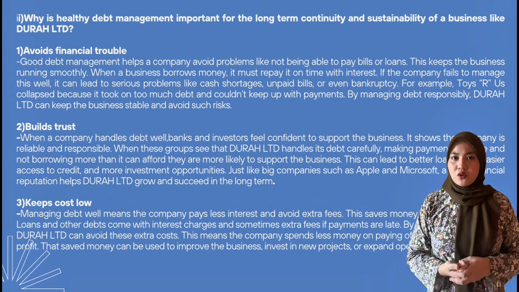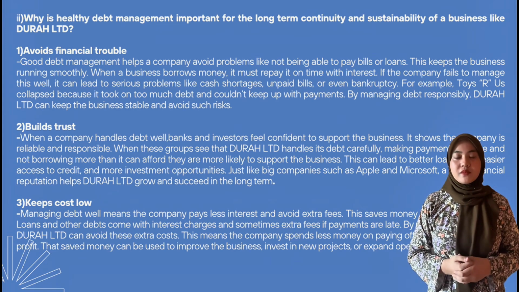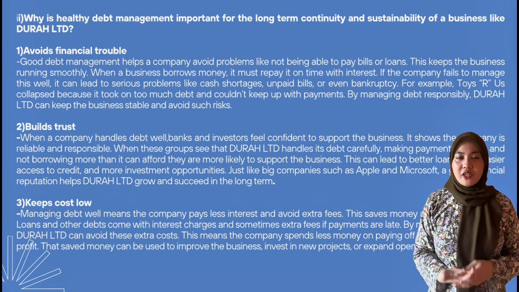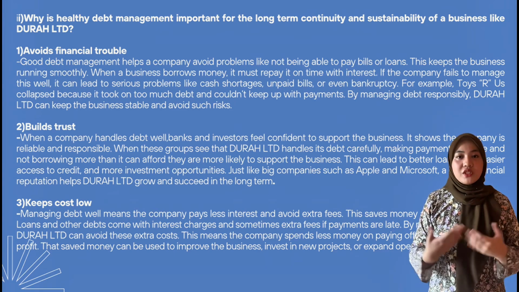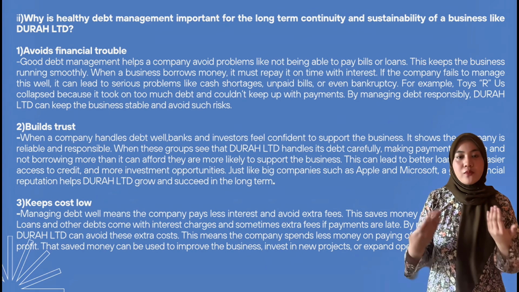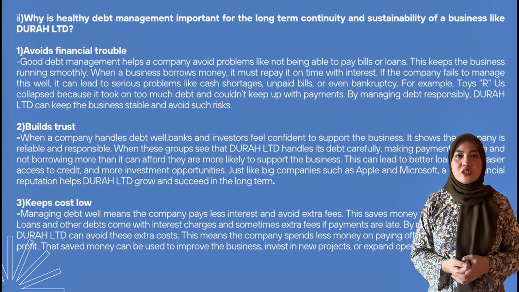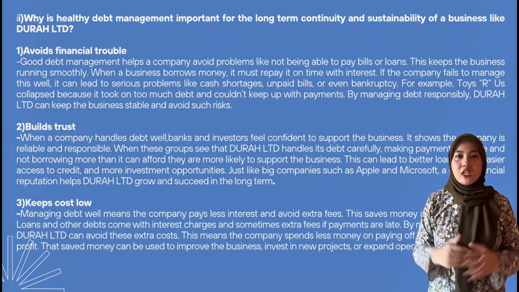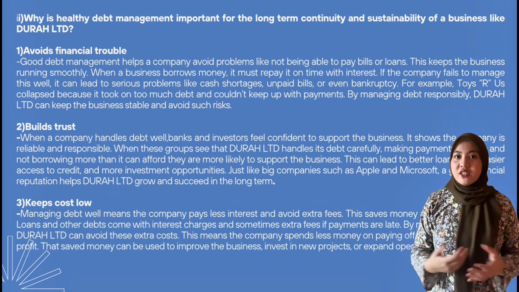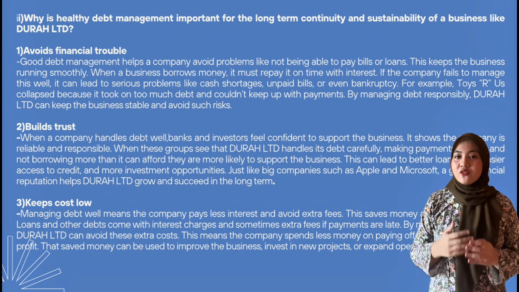When a business borrows money, it must repay it on time with interest. So if the company fails to manage this well, it can lead to serious problems like cash shortages, unpaid bills, or even bankruptcy. For example, Toys R Us collapsed because it took on too much debt and couldn't keep up with the payments. By managing debt responsibly, Dura Ltd can keep the business stable and avoid such risks.